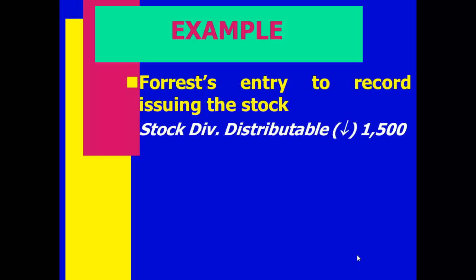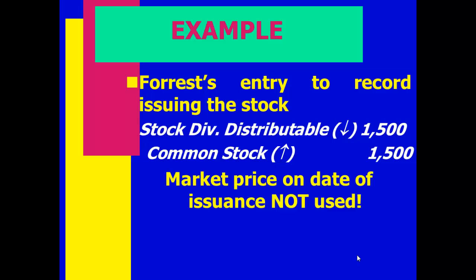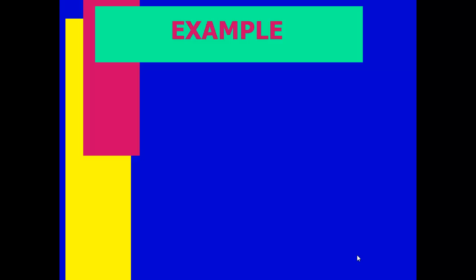Debit it. Why? To make it go down. My credit goes where? Common stock. Plain old common stock. Anytime I issue stock, I'm going to credit common stock. My credit to common stock has always got to be for the number of shares times the par value. That's why in the original entry to declare the dividend, I had to credit stock dividends distributable, again, for the number of shares times the par. We don't need that $18 market price on the date we issue the stock. Completely disregard that. It has nothing to do with how we're going to record.